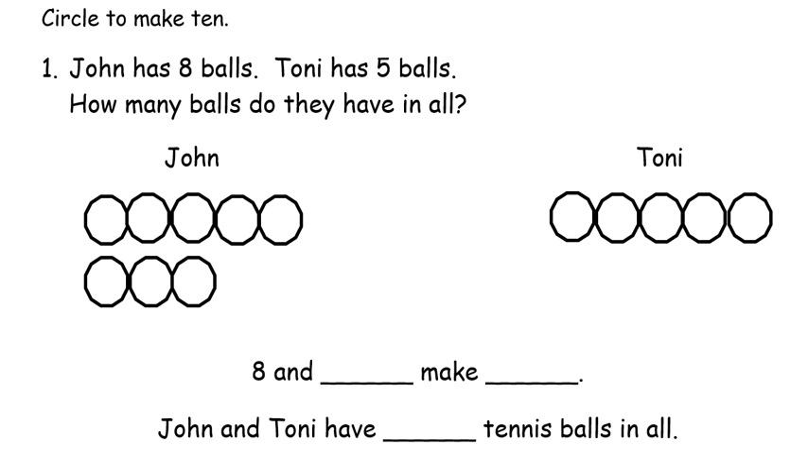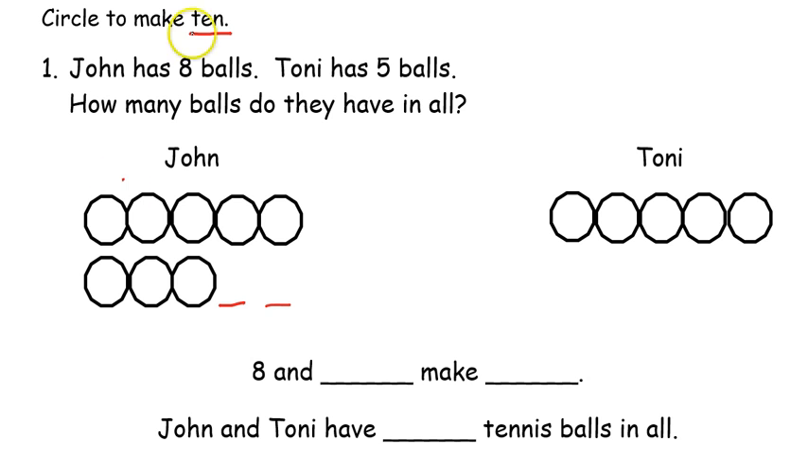The first problem says John has 8 balls, Tony has 5 balls. How many balls do they have in all? So you can see the picture here showing John and the 8 balls, and Tony showing 5 balls. What we want to do is to make a group of 10, and that will help us solve the problem. I can see that I need 2 more balls in John's section to make 10.